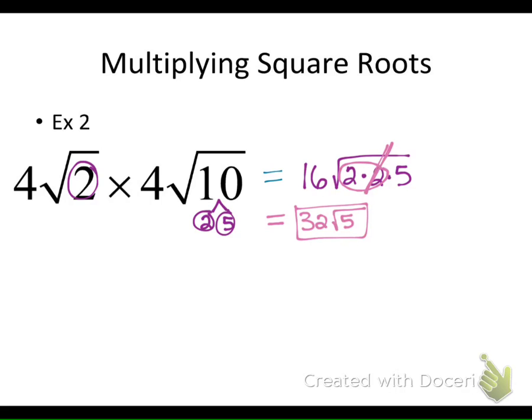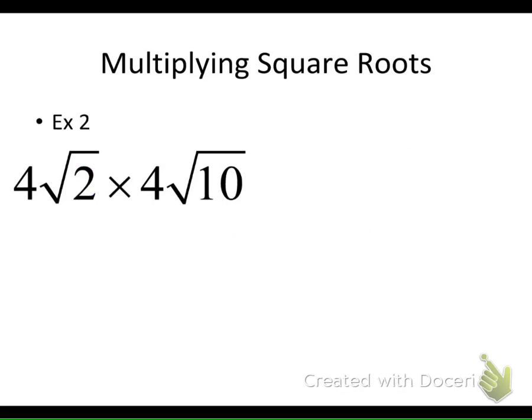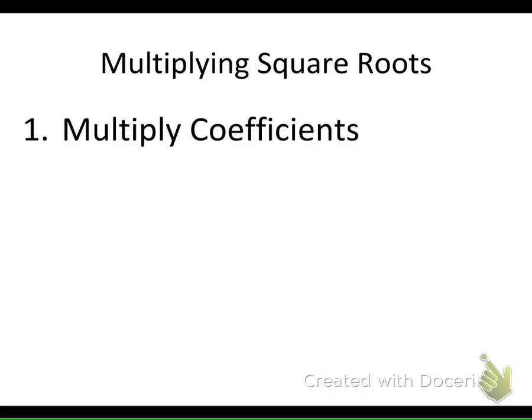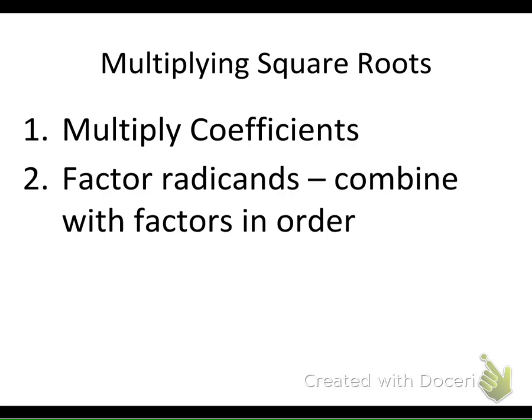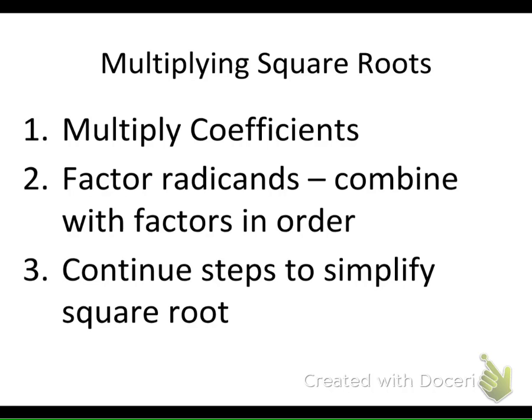Okay. So the steps that we're going to follow for multiplying square roots are going to be: Step 1, multiply coefficients. So you're going to multiply your outside numbers. Step 2, you're going to factor your radicands and then combine with factors in order. And then step 3, continue steps to simplify the square root.